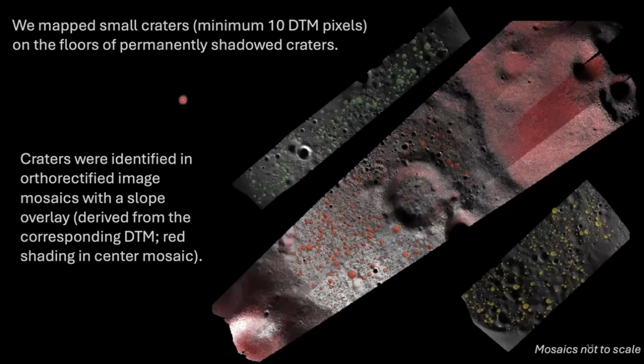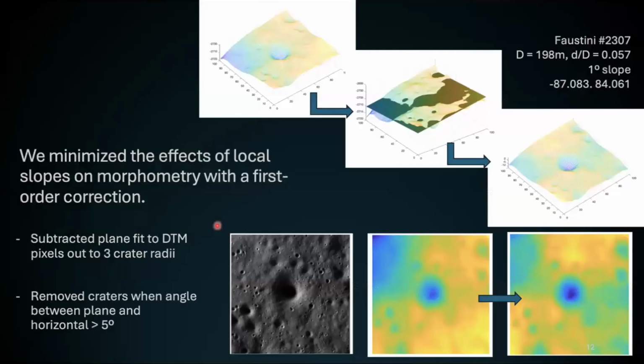Yeah, so the mapping was done manually, where we just looked at the orthomosaics. So the mosaics have been orthorectified to the terrain model, and then we just put fit circles to the crater rims. But we also used a slope overlay so that we could see the 0 slope point on the crater rim to see kind of exactly where we think the rim is. So these are just images showing what those map shape files look like.